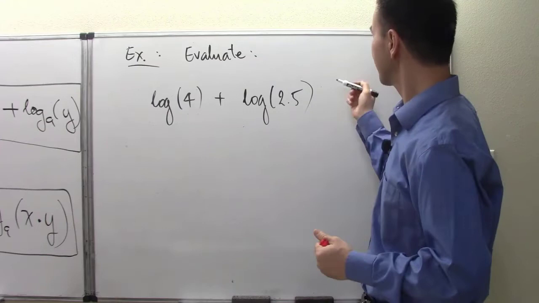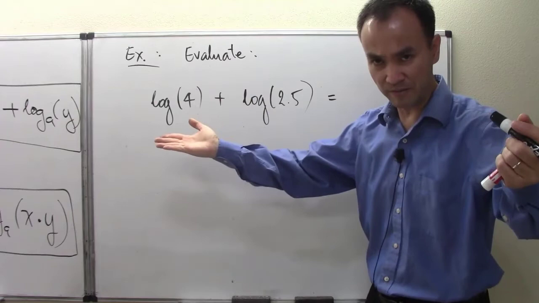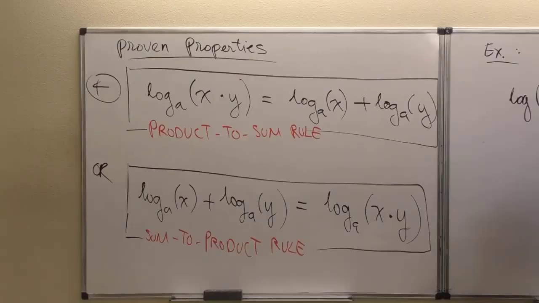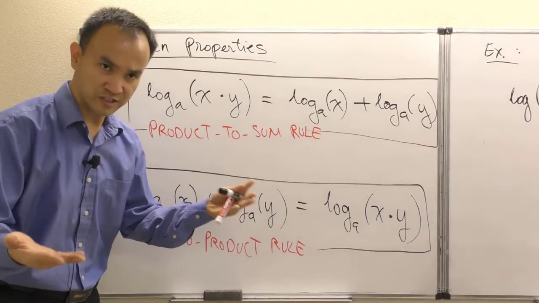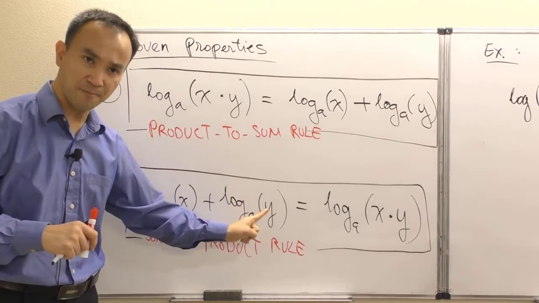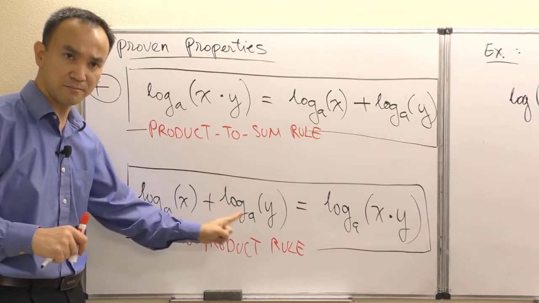The product to sum formula. Okay, see, now I'm seeing that we start out with the problem as a sum. So the same property we've learned, why don't we use it the other way around? Think about the sum to product rule. See, it's the same rule, but we can think of it as a product to sum rule or a sum to product rule. They're all going to give us equal results. That's the point. In this particular demonstration example, we're starting out with a sum of two log terms of the same kind, and I mean the same base, being added, all right?